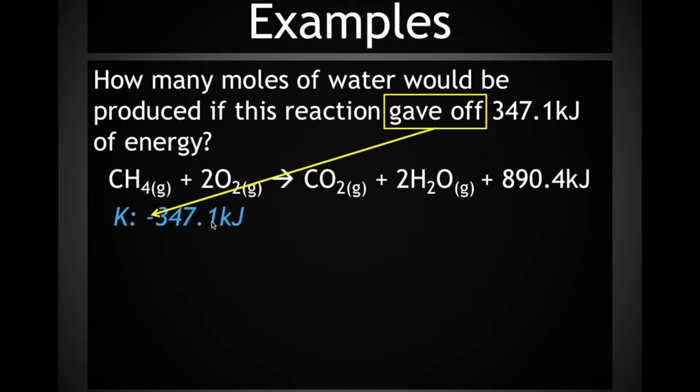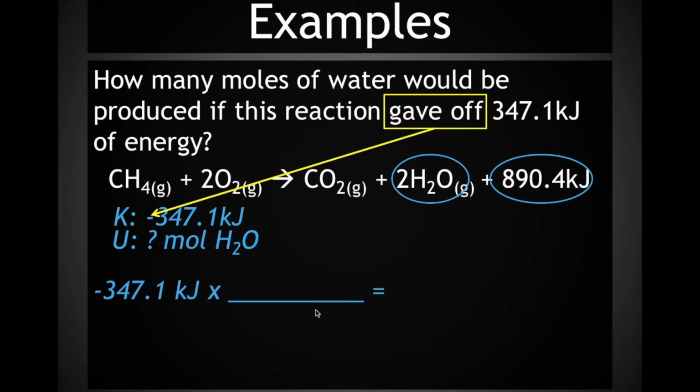So gave off, produced, radiated out, whatever. If it's leaving the system, which is the experiment, if it feels warm, it's negative. And then the unknown is how many moles of water. So then we just look at our equation, and we're only dealing with water and the heat, okay? So our known will be negative 347.1 kilojoules. So kilojoules will be down here. So it'll be 890.4 kilojoules, okay? And again, we're dealing with gave off. It's going to be negative.